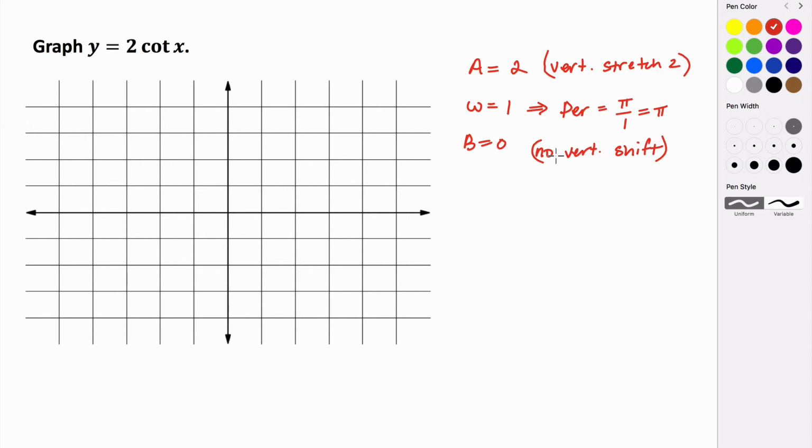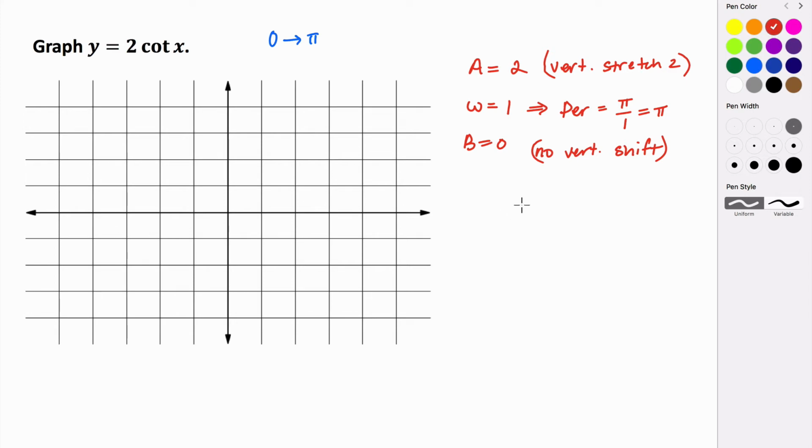So now we can use this information to help us graph our cotangent function. If you recall, the first cycle of the cotangent function starts at 0 and goes to pi units, typically when it has a period of pi, which in this case it does. So we're going to start at 0 with a vertical asymptote. Let's label our axes first.